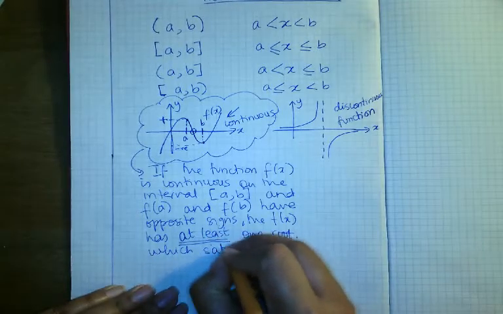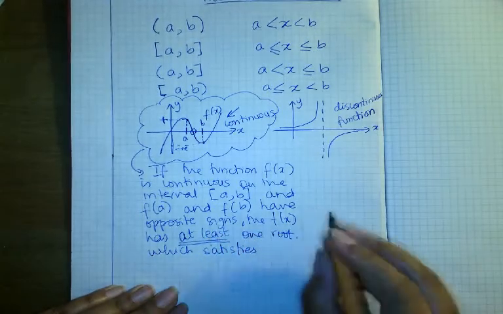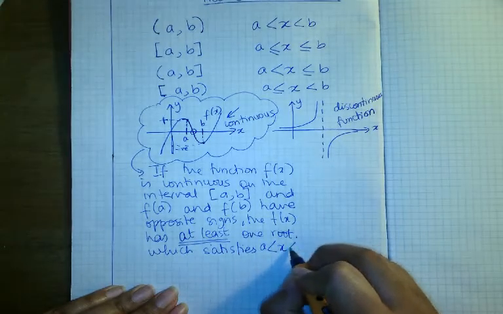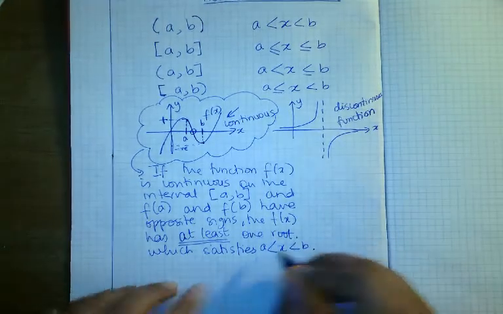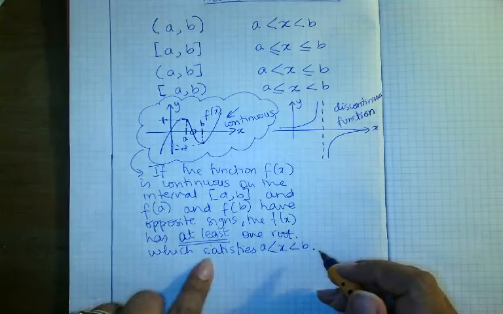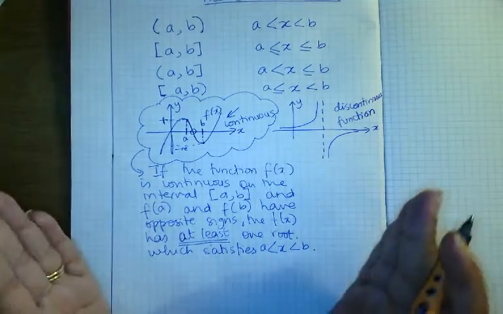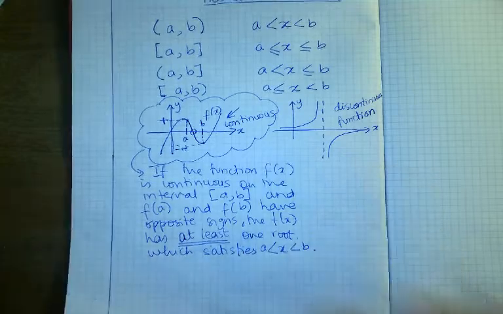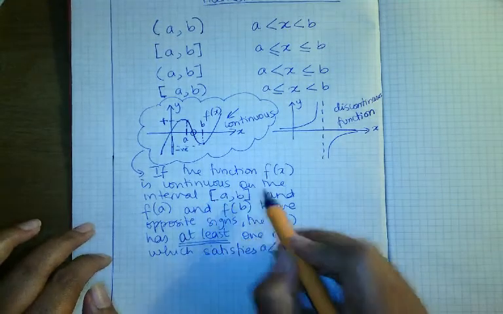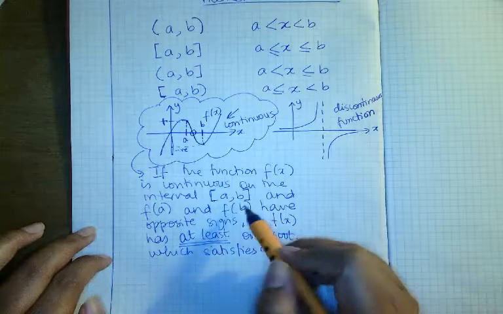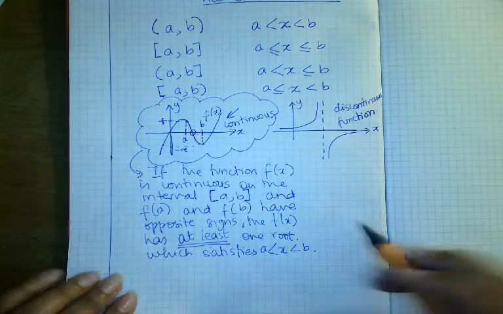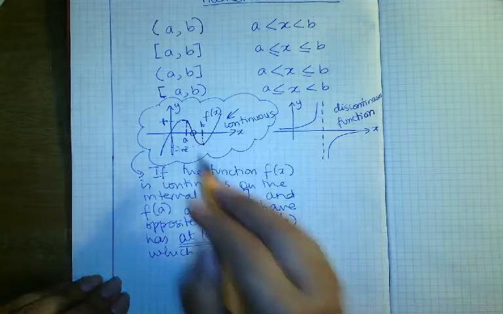Now watch what I do here, and you might all think, why is Miss writing x is greater than a but less than b, and not x is greater than or equal to a and less than or equal to b? It's because we are looking for values between a and b, not at a and b. Even though this says including a and b, actually we are looking for roots between a and b. Now let me explain why it says at least one root.